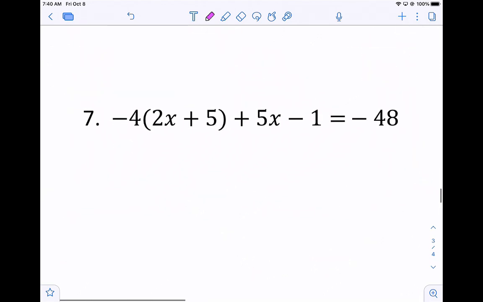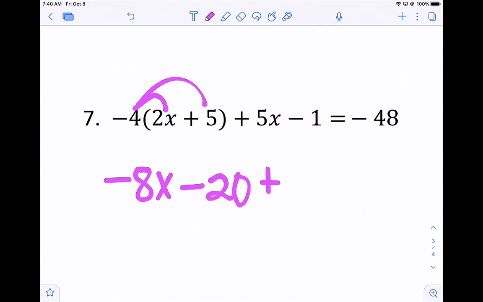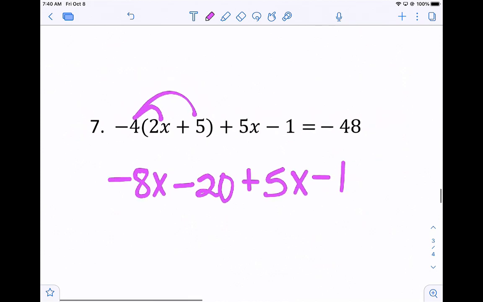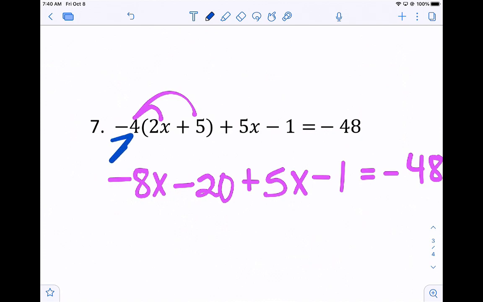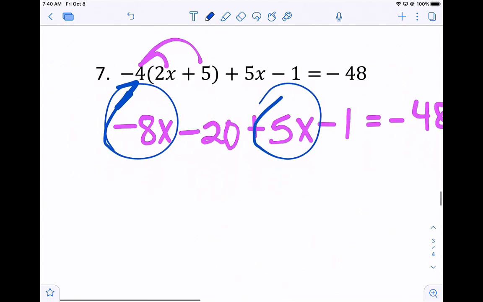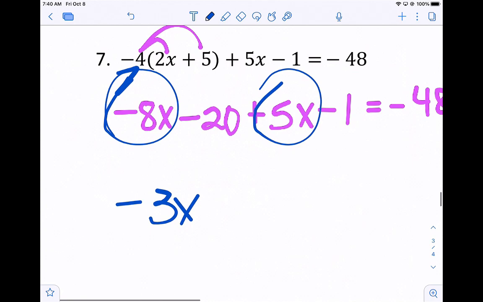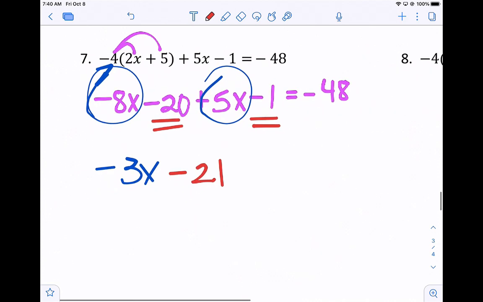In 7 and 8, we have parentheses, so we will use the distributive property where we distribute and multiply. Negative 4 times 2x is negative 8x. Negative 4 times 5 is negative 20. And then we have plus 5x minus 1 equals negative 48. Now we'll combine like terms. So here we have our negative 8x and our 5x. Those are both x's. We can combine them. Negative 3x. We can combine our negative 20 and our negative 1 and get negative 21. So there's the combining like terms, and that equals negative 48.